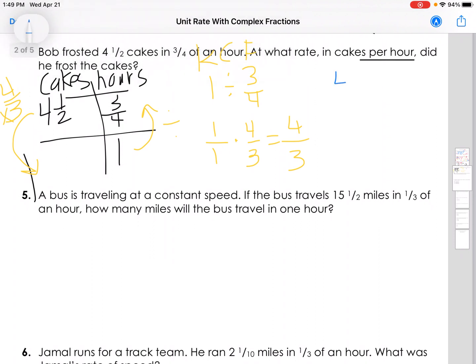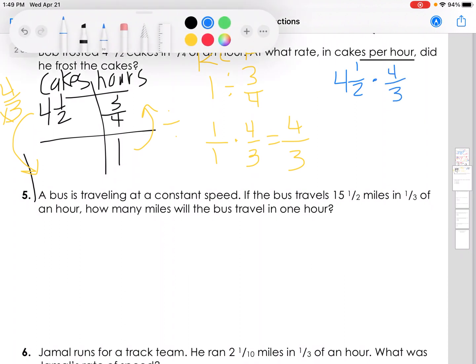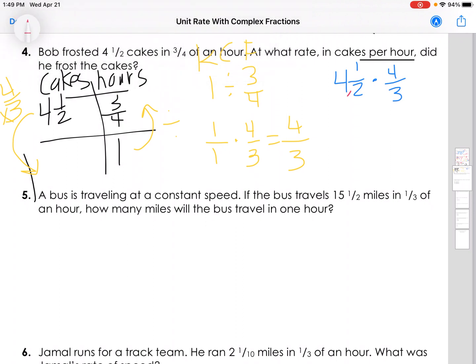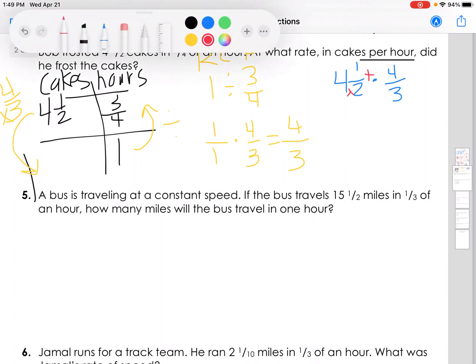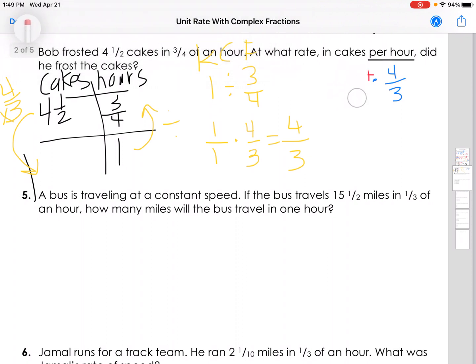So now I have 4.5 times 4/3. So I'm going to go around the world, and we talked about that in the last problem. So I multiply on the denominator and I add the numerator. So 4 times 2 is 8, plus 1 is 9, and I keep my denominator, so I have 9/2.